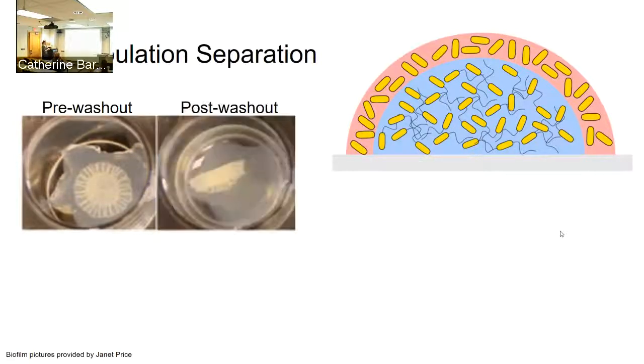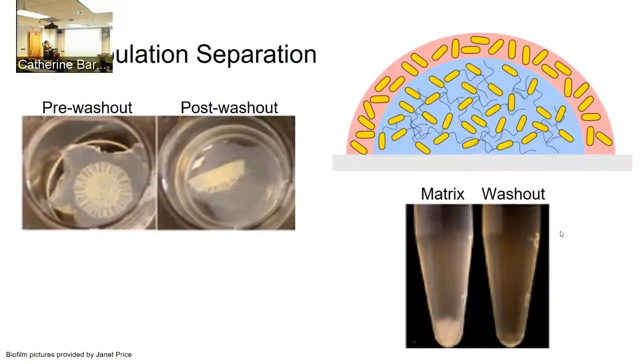If we take this and add some buffer to it, based on Janet's description, she truly just gently swishes the flask around. What happens is this matrix part dissociates from the surface and rolls up like a carpet, and that's what you're seeing here. It's a little burrito biofilm or something like that. When this rolls up, it allows the washout cells to go out into the buffer. And so we wind up with two fractions, a matrix fraction and a washout fraction, that contain our two separate subpopulations that we're interested in looking at.